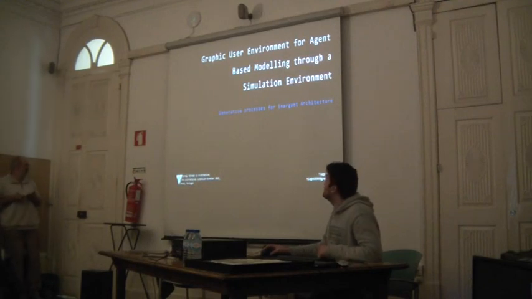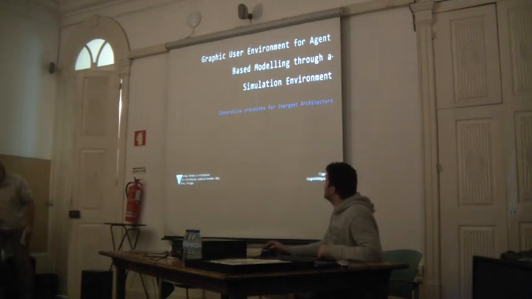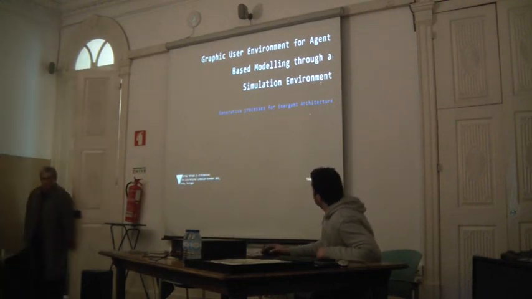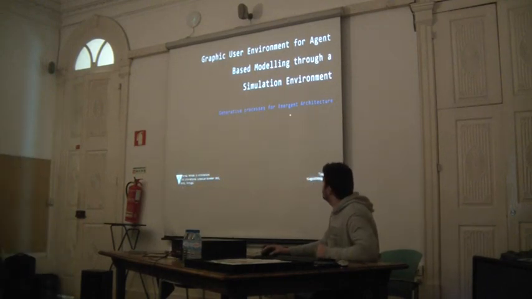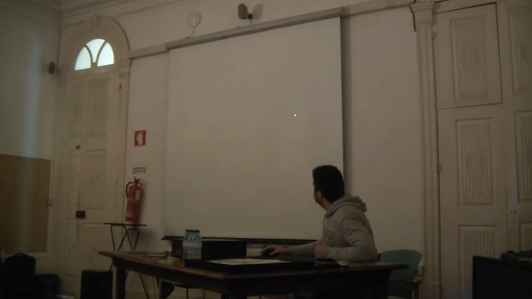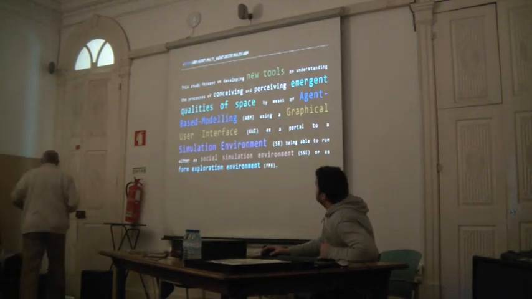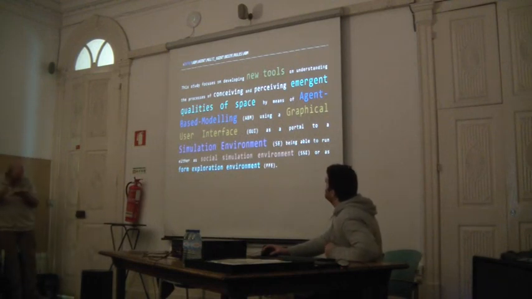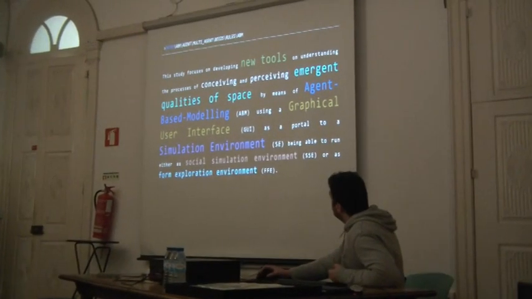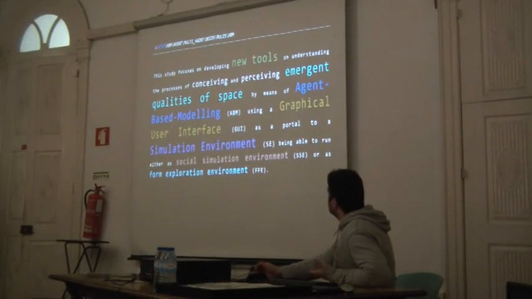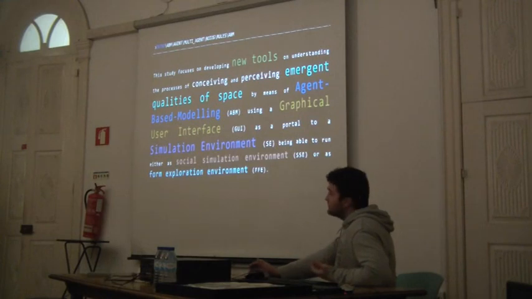I'm finishing my master thesis on agent-based modeling in architecture and urban spaces, where I study generative processes for emergent architecture. This is about developing new tools, on understanding the processes of conceiving and perceiving emergent qualities of space by means of agent-based modeling, using a graphic user interface as a portal to a simulation environment, being able to run either social simulations or form explorations.